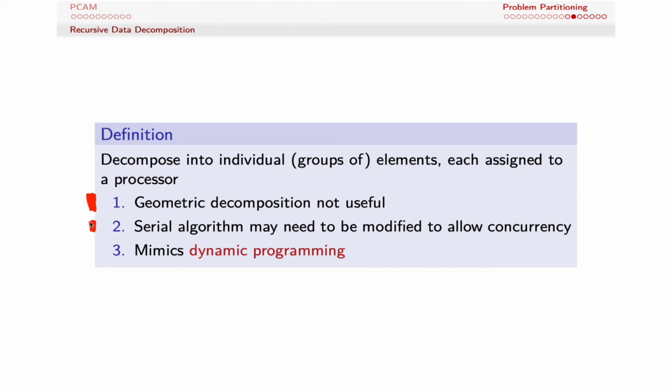It turns out that in this case, we may have to modify the serial algorithm to allow for it to execute concurrently. And we're going to see an example of that here. In a way, this is kind of the parallel equivalent of dynamic programming, right? Dynamic programming allows you to solve problems recursively and reuse the solutions to previously solved subproblems to combine together into the overall solution. And we'll see how that falls out here as we look at an example.